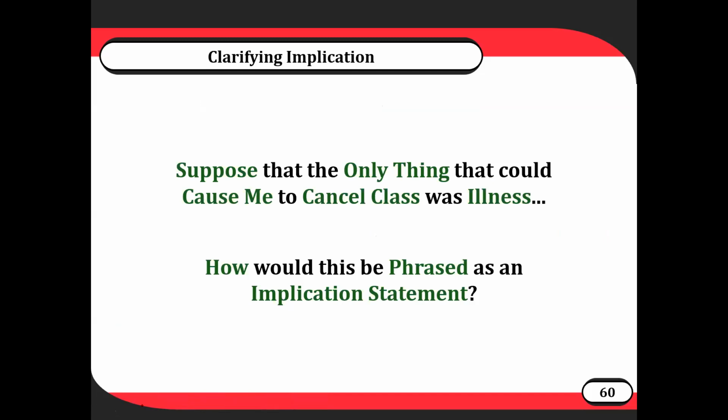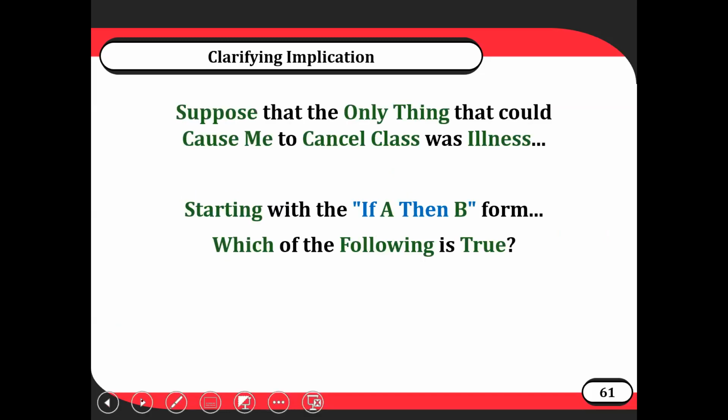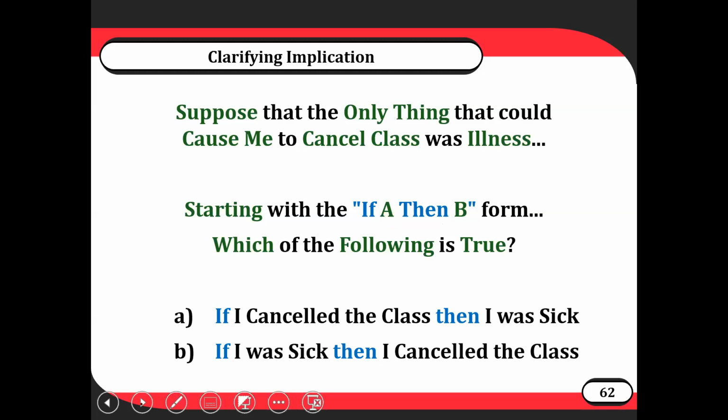So here's another example. Suppose the only thing that could cause me to cancel class was illness. So I'm sick. So how would this be phrased as an implication statement? Starting with the form if A then B, since this is sort of the simplest way to express it in English, which of the following is true? So A, if I canceled the class, then I was sick, or B, if I was sick, then I canceled the class. So you guys can maybe chime in the chat, A or B. So which do you think?